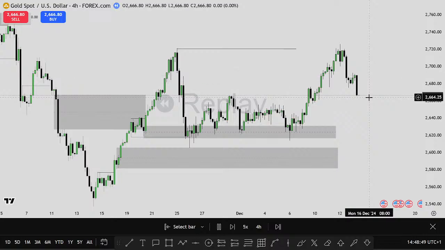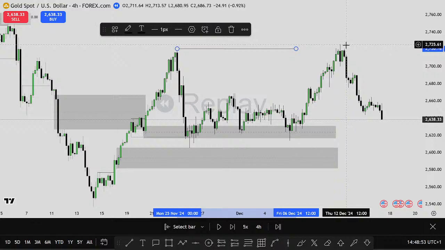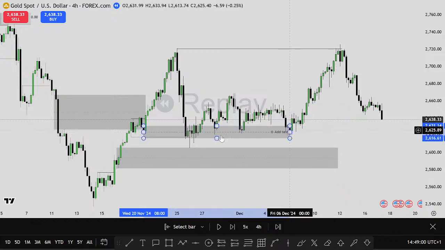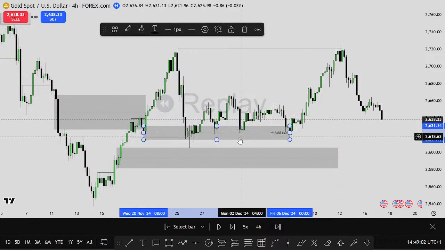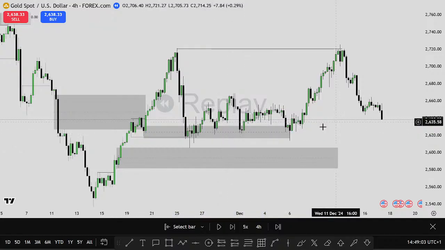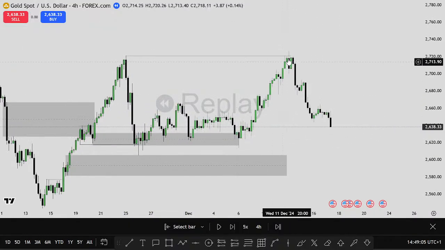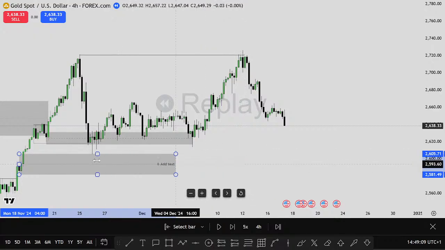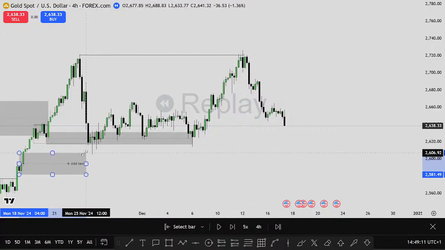It did not break it, so that place holds. It held till take profit there. He's champion. The same place held, and then boom. This one was still respected, which is this POI that got mitigated here.